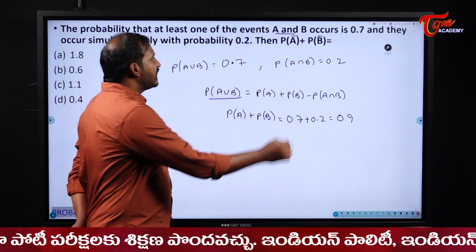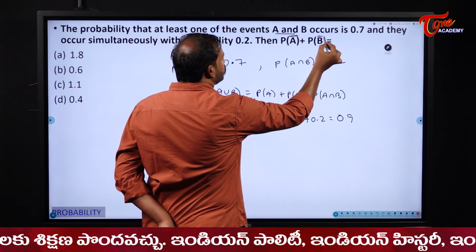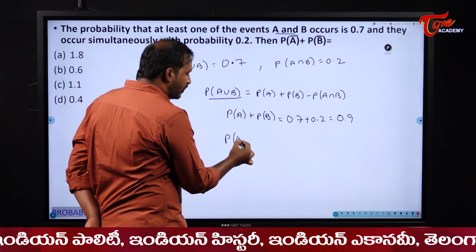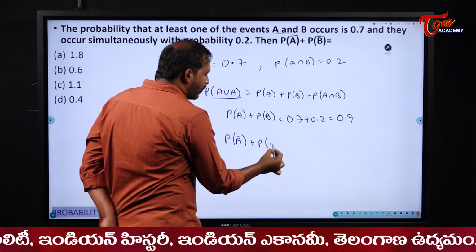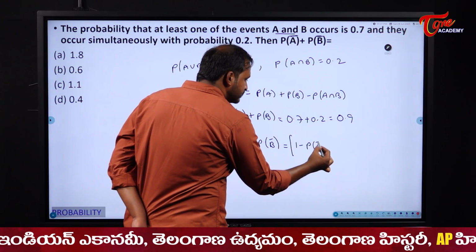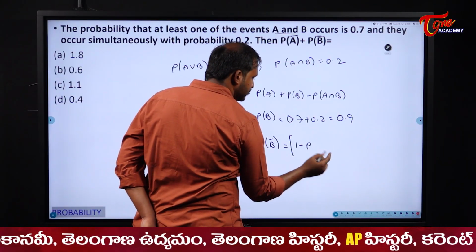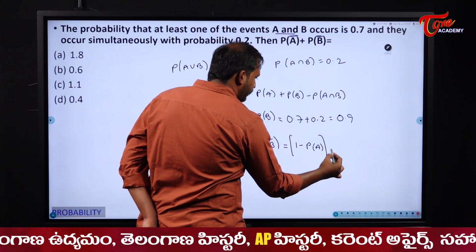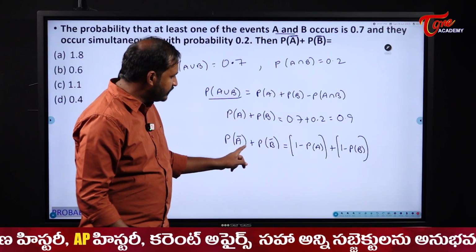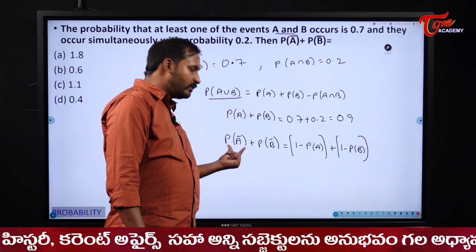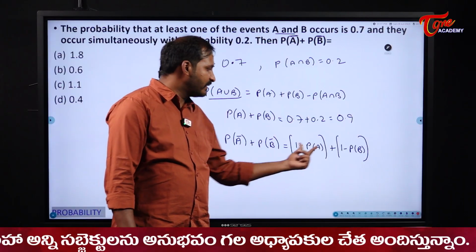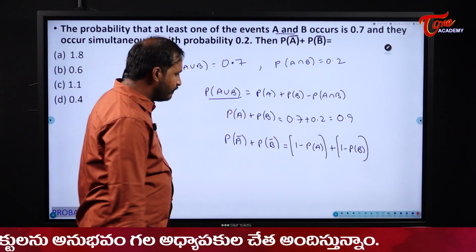Okay, good. But they are asking us for the probability of A not happening and B not happening. So individually I can write probability of A not happening as 1 minus probability of A, plus probability of B not happening as 1 minus probability of B. That is the thing which we will do generally to get the probability of not happening.